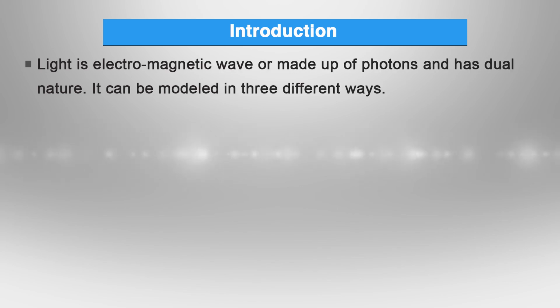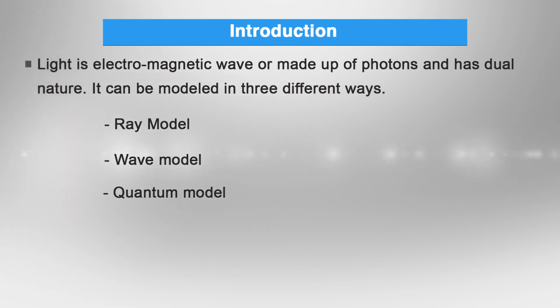Light is an electromagnetic wave or made up of photons and has dual nature. It can be modeled in three different ways. First is the ray model, then the wave model, and the last one is the quantum model. Such modeling is necessary because some phenomena are only explained using the ray model. Some phenomena which are not explained by the ray model are well explained by the wave model and quantum model. In this module, the ray model is used to explain the propagation of light through optical fiber.